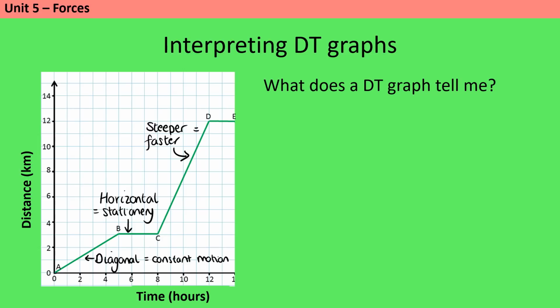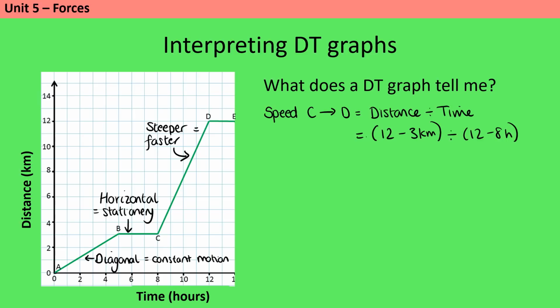So from the graph, we need to identify how much distance the object has moved through and how long that took. So for instance, if I want to know what the speed is from C to D, I need to do distance divided by time. The distance travelled is 12 take 3 kilometres. So at the end, it's 12 kilometres away. At the start, it was 3. And then likewise, the time is 12 take 8 hours. So this would be 9 divided by 4, which would give me 2.25.